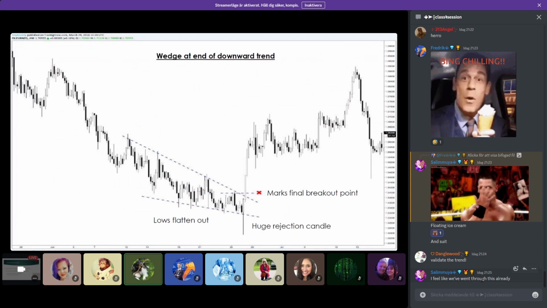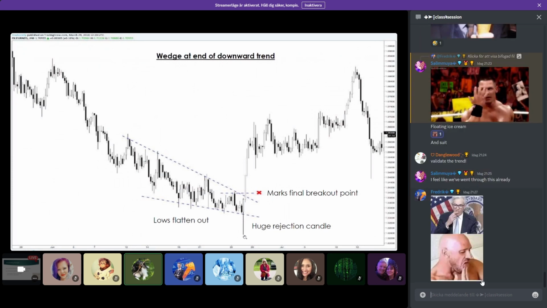Here we see a wedge at the end of a downward trend. We see how the lows are flattened out. And you see this big reaction candle. We have seen quite a lot of those lately, really crazy reaction candles. And this one is quite big. The bears are trying to push it down, but here the buyers step in, and maybe a lot of bears are like, okay, I made my money, I'm out. And then we see the breakout point to the upside instead.